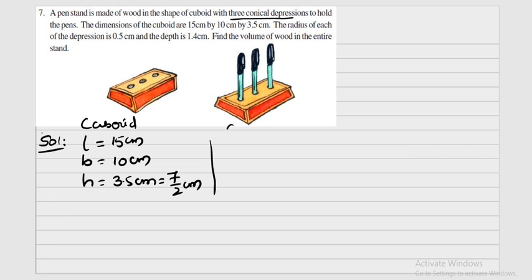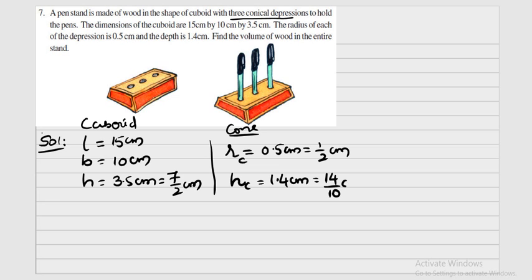Next, about the cone. What are the details that are given? He has given the radius of the cone, which is 0.5 centimeters. This 0.5 centimeter I can read as half centimeter. And next, depth is nothing but the height of the cone, no? It is 1.4 centimeters, which I can write as 14/10 centimeters. So I got all the details.